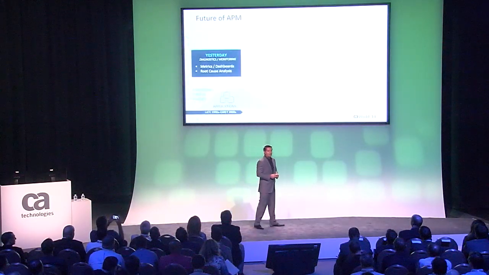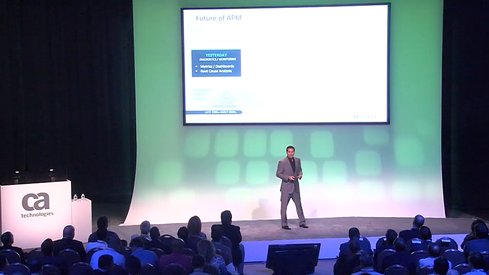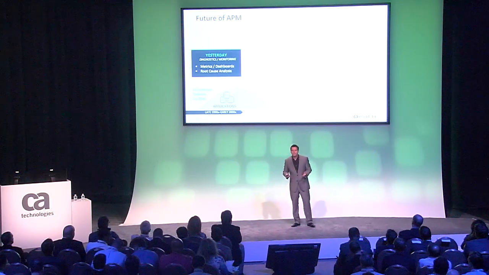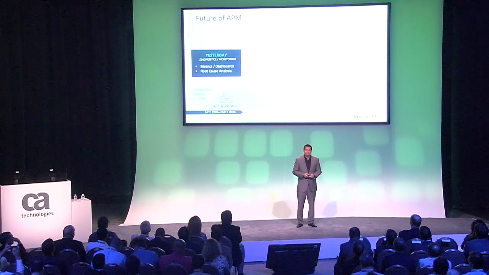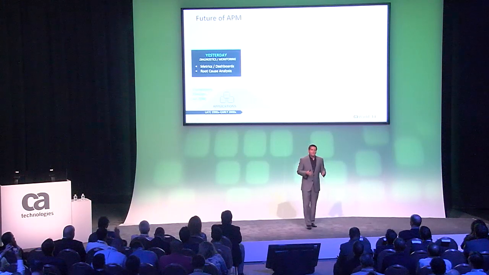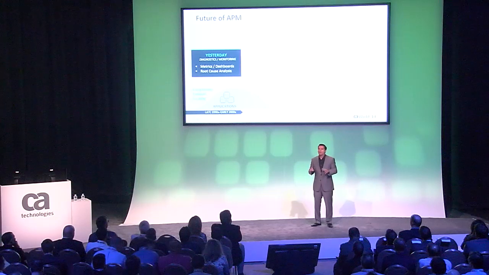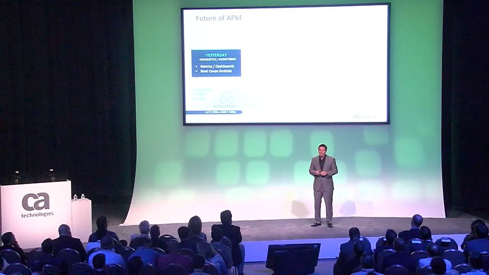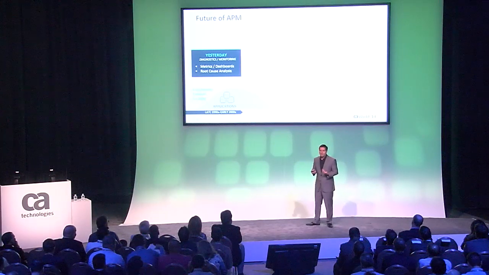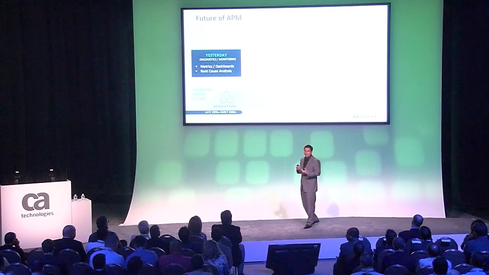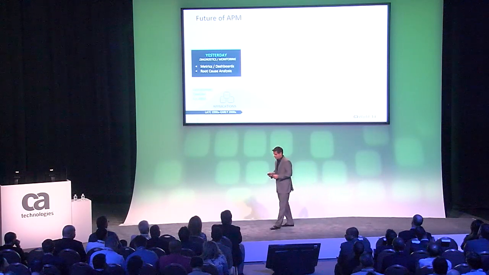Now, to understand the significance of what we're doing with our APM strategy, it's important to understand where we came from. So 10 years ago, the value of APM was primarily to monitor the application. At this time, we had client-server apps, and it was all about monitoring the performance of those apps.